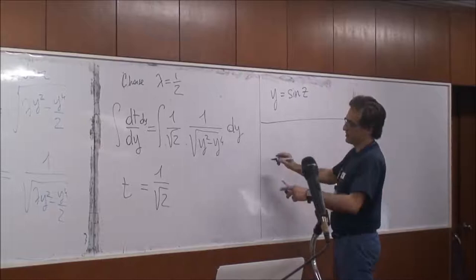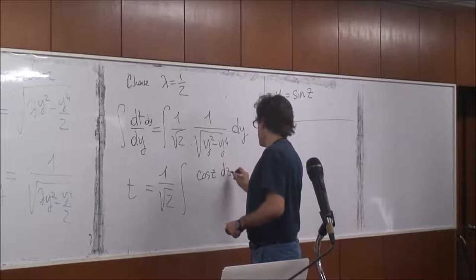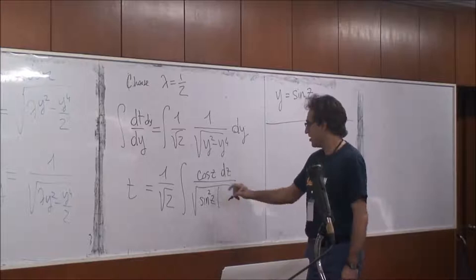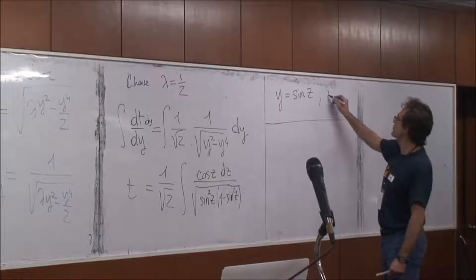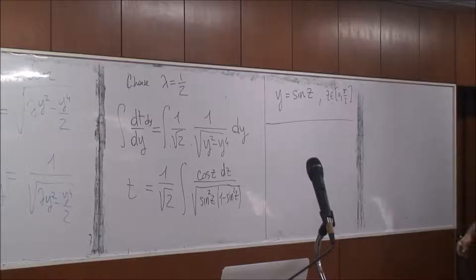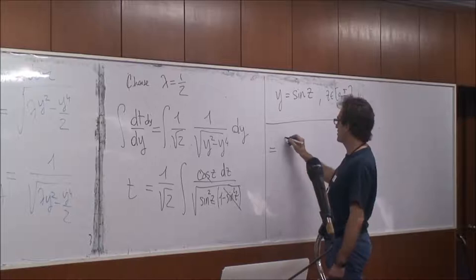So this integral gives t is equal to 1 over square root of 2, dy gives cos z dz, and here the square root of sine squared of z minus sine to the fourth of z. Okay, z can be chosen between 0 and pi over 2, because here y is between 0 and 1. So there is no problem of sine of modulo or something like that. So you immediately see that this guy is cos squared under the square root, it is a cos, so this guy cancels this other guy, and we end up with 1 over the square root of 2 integral, this is over sine of z.